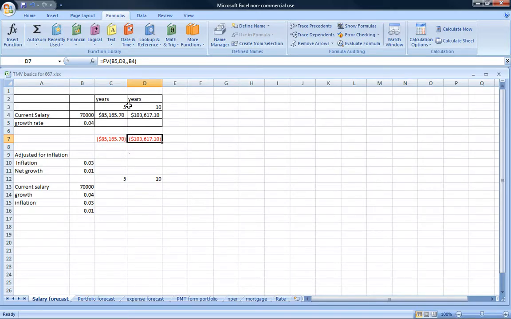Now, the reason for using Excel is, what if you say that, okay, what if my salary instead of 4% can grow at 4.5%? So I put in 0.045, and you can see, you can easily calculate what the number would be. So it is really, really important to do that. Now, what if we say, well, so I'll go back to the 4% for right now.